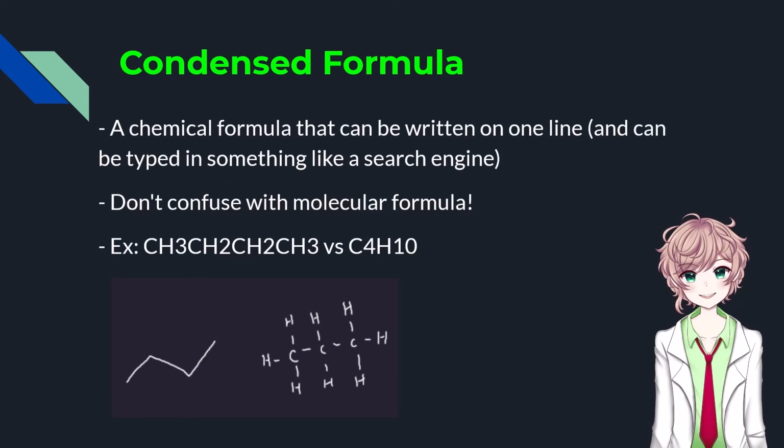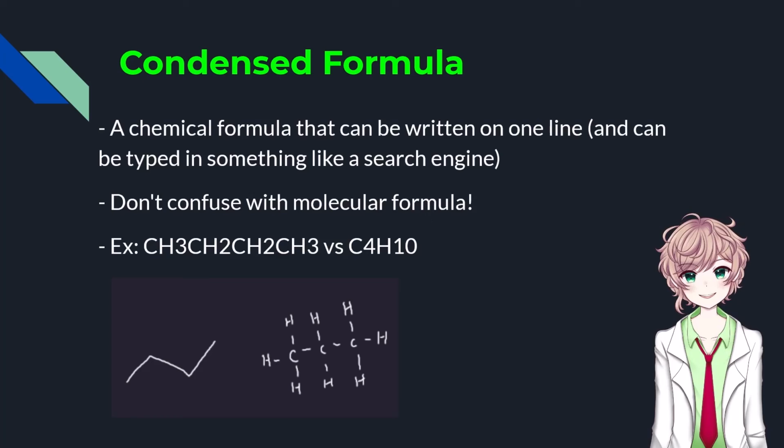And just a quick note about condensed formula. So we had structural formula where you write everything out, bonds, atoms of every single element. Line structure, which is like laziness basically. You just draw lines and you refer back to the rules I've written down. And condensed formula is another way of representing chemical molecules. Basically, in a nutshell, it can be written down in one line and can be typed in something like a search engine like Google. An important note here is to not confuse it with molecular formula.